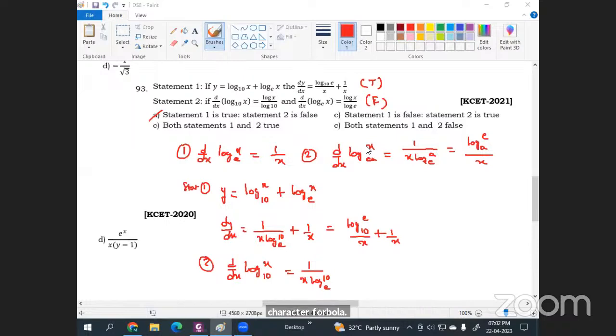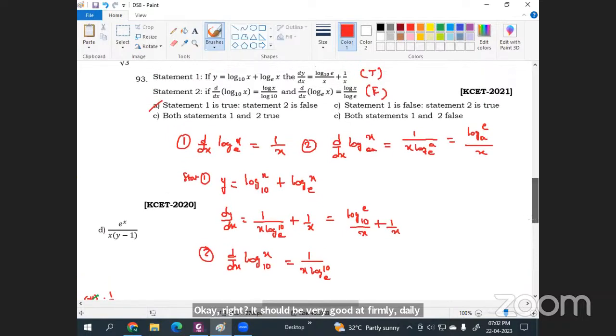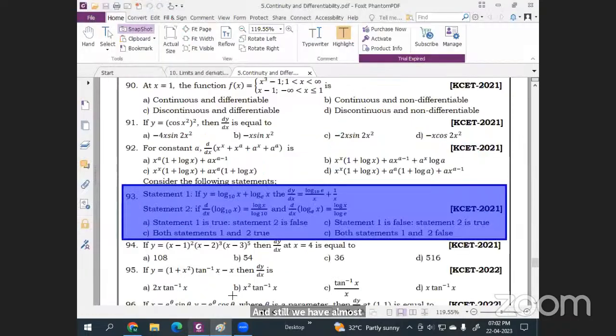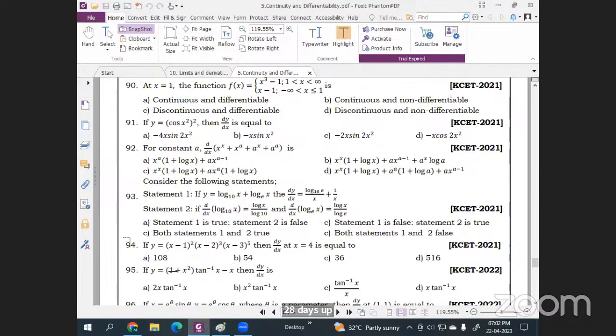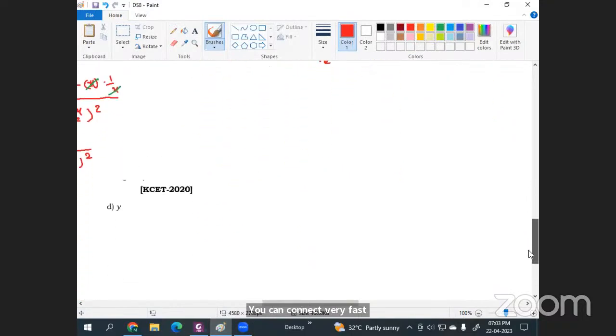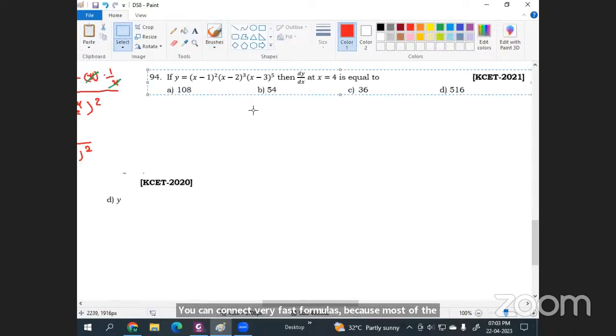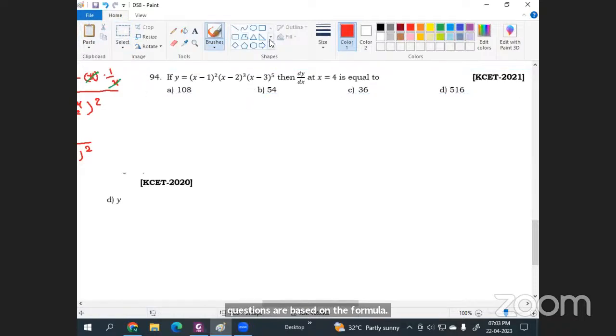So that is question 93. You should be very good at formulae. Read the formulae daily. You still have almost 28 days, so read formulas daily. You'll be getting them during the exam. You can connect very fast to formulas because most of the questions are based on the formulae. Now, how to proceed on this question?